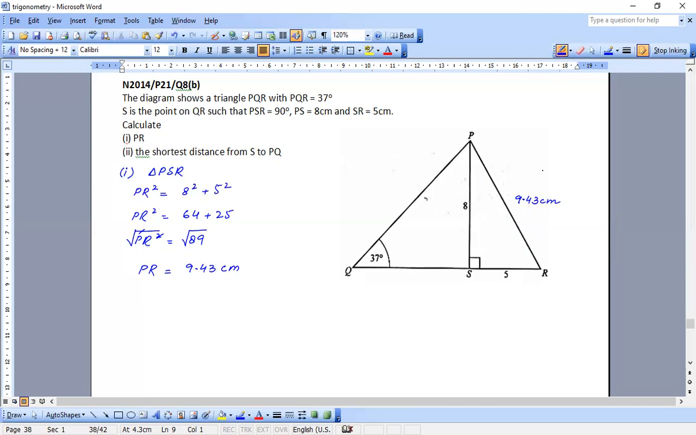Let's see what do we have in part two. The shortest distance from S to PR. Whenever we say calculate the shortest distance from a point to a side, then we are actually talking about the perpendicular dropped from that point to that specific side. So the shortest distance of PQ from S is going to be this perpendicular from S on PQ.